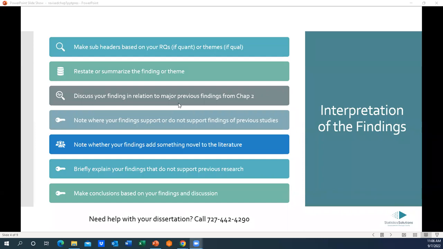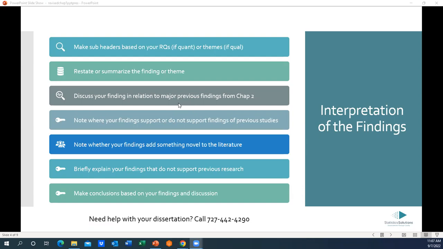And it's easy to get lost in your own findings, and you're going to be bringing other research in. And if you're lost, then your reader is lost. So subsections really help to keep the section organized. And the best way to do this, if it's a quantitative study, is usually to make subsections based on your RQs or even your hypotheses. So RQ1, here's what RQ1 asked. Summarize the findings, right? Briefly, here's what I found for RQ1. And then go into the discussion.